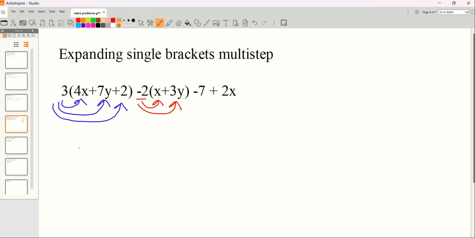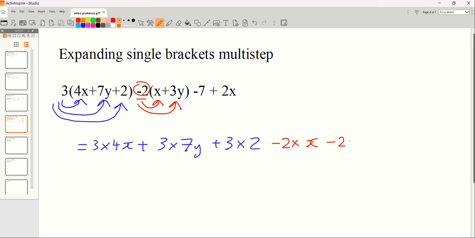Now, let's start and do this. We have 3 times 4x and 3 times 7y and 3 times 2. The next part of it is our next parentheses. Notice this minus 2 acts as one unit. Wherever the 2 goes, the minus goes. So it's going to be minus 2 times x and minus 2 times 3y. And now for the last part, we are just going to copy the terms as is because there is no calculation to do.